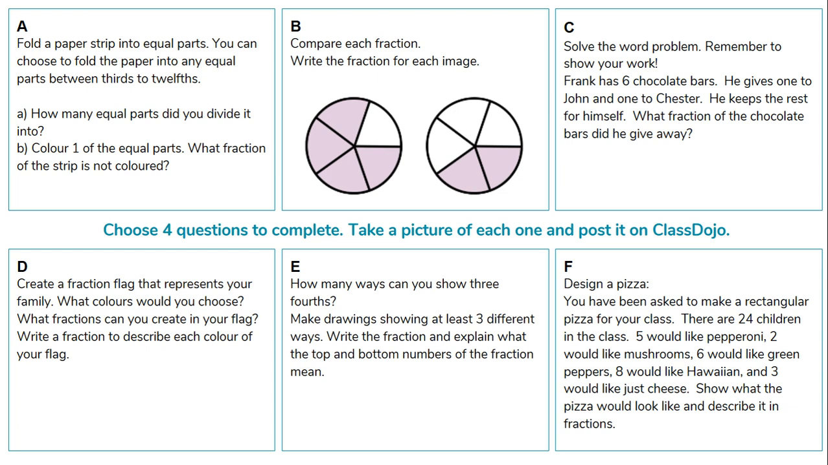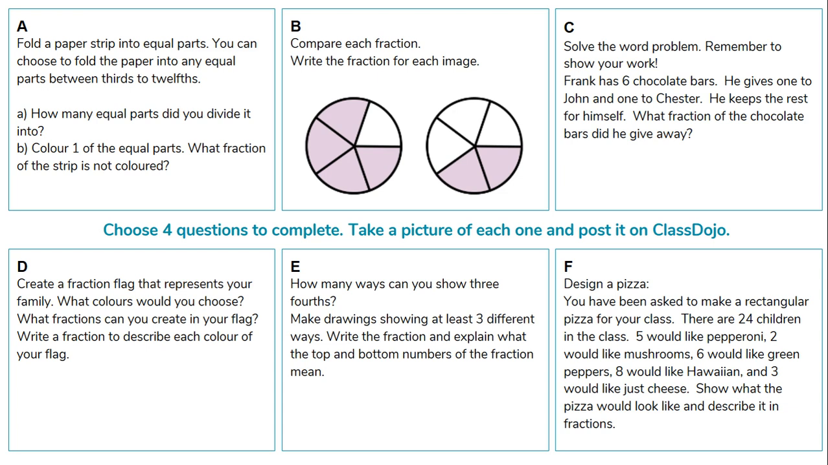Then for B, if you choose to do B, you are just going to compare each fraction and write the fraction. So you need to write what the number of the fraction is and then which one is bigger. So make sure you have your comparing sign. So remember greater than, less than, equal to. So Gary, Larry, and Yari are alligators.